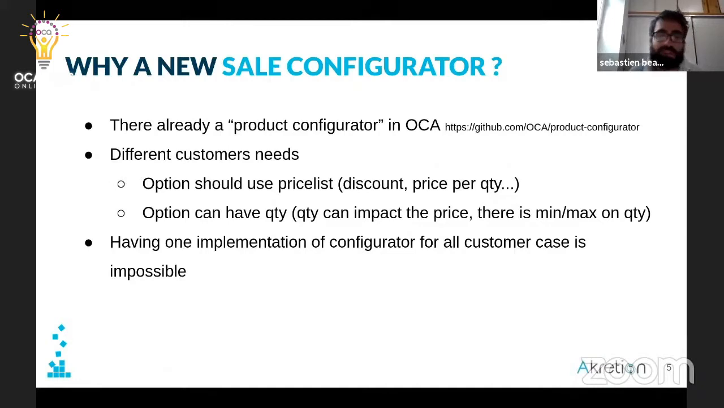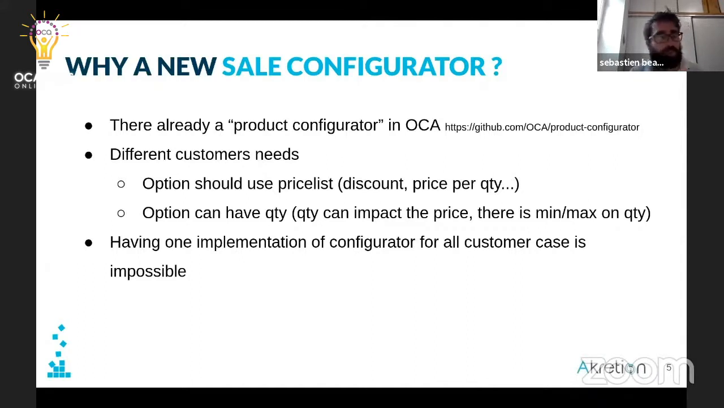For the pricing, for example, you put the extra price on the product attribute, but you don't have a lot of possibilities on it. For my customer, when you select an option, the price is based on a price list. So if you take option 1, the price depends on the price list. So you can have a discount on this. You can have a specific offer based on date.